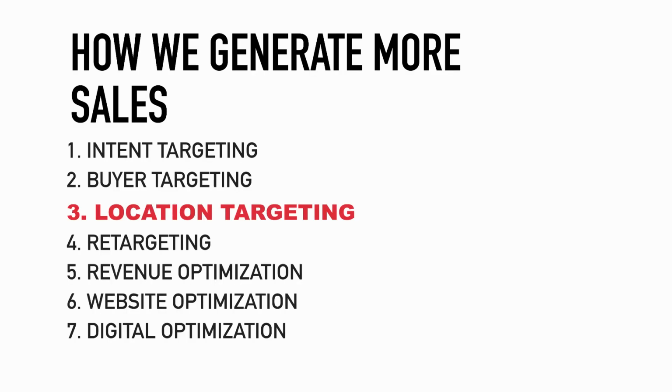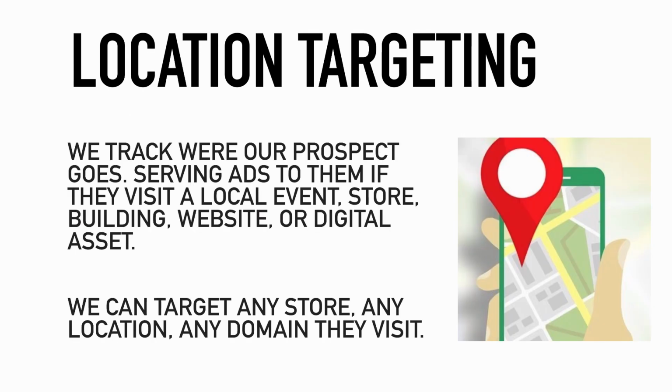So how do we get more sales for you through location targeting? Now, this is one of the most powerful and exciting things that pretty much nobody knows about. And what we do is we track where our prospect goes, and we serve them ads based on them walking into a local event, a local store, a peer store, a competitor store, a building, a physical address, a website address, any online digital asset or even domain. And so we can target any store, any location, and any domain they visit.